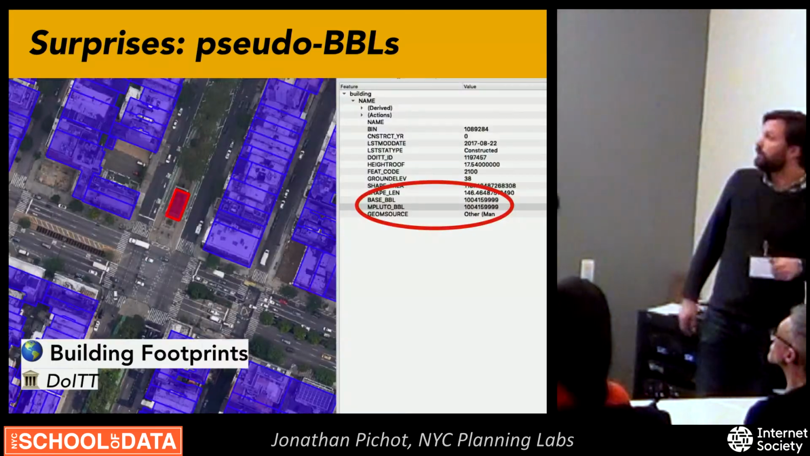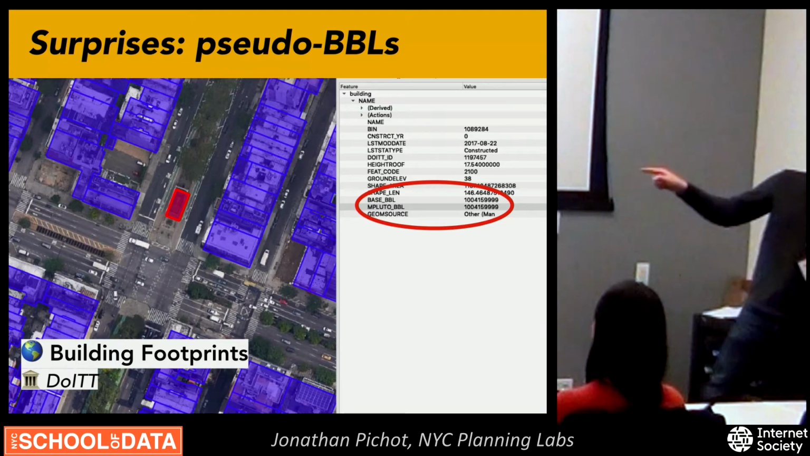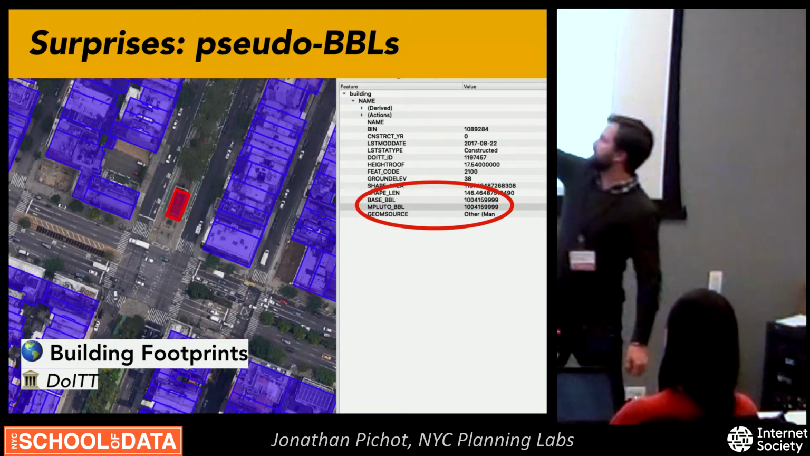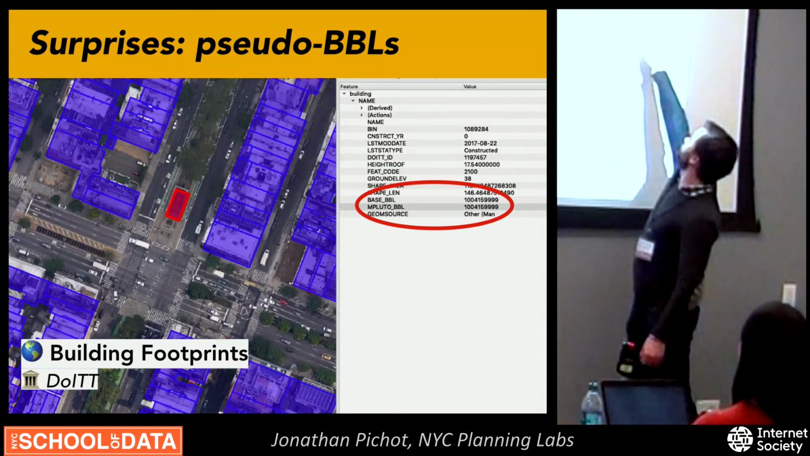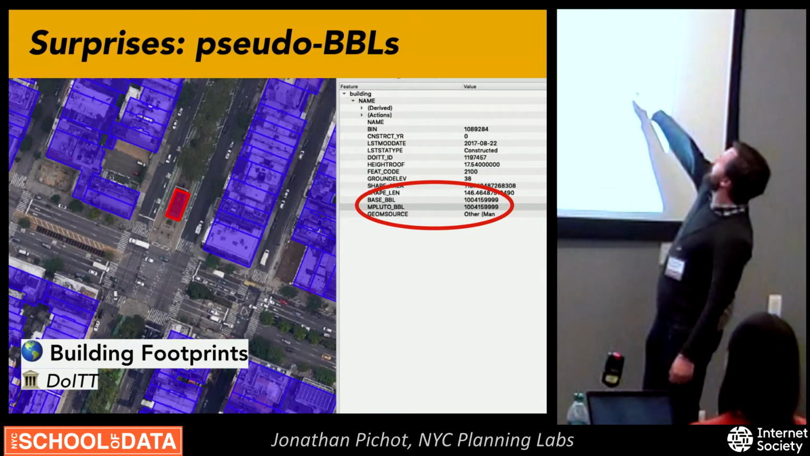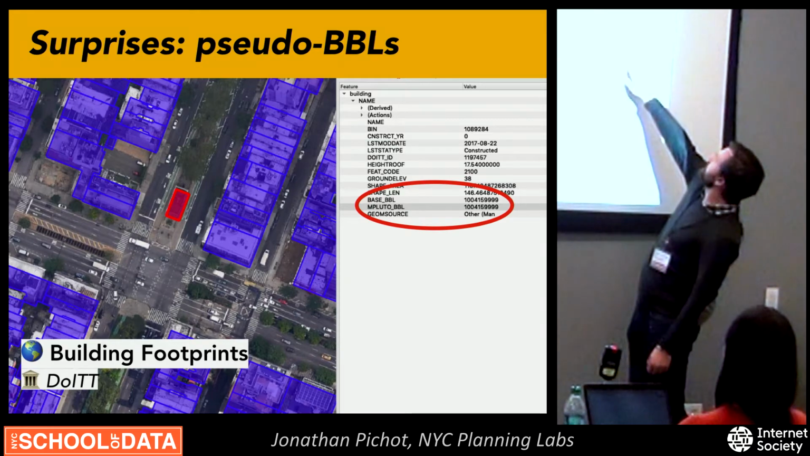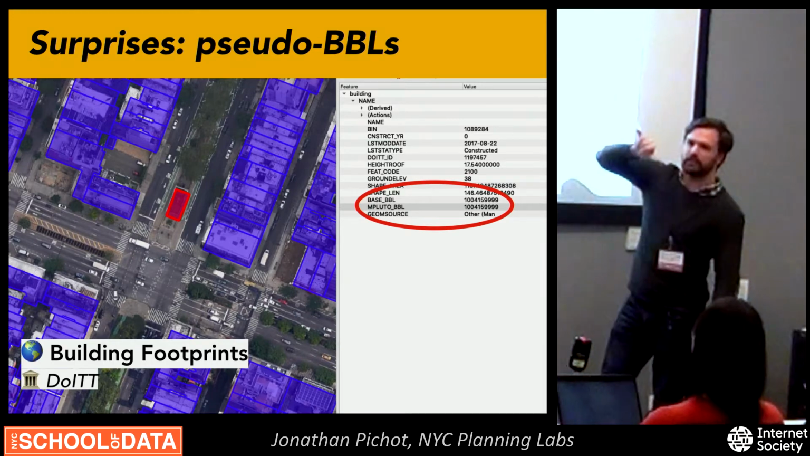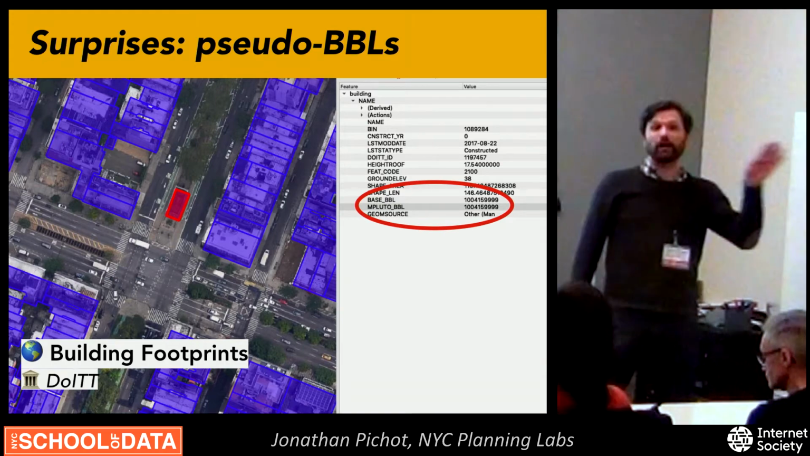If you open up the building footprints data, you can see that it's there, and it has a bin up here. Yeah, that's a bin. And then we have a BBL of 100415999, so it's just nines for the rest. You're not going to find a BBL.